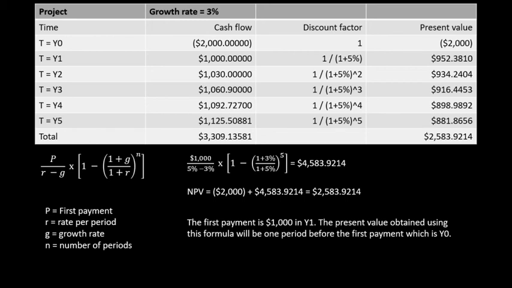The value we compute will be one period before the first payment. In this example, the first payment is in year 1, thus the result will be the value in year 0. Bear in mind that we only obtain the sum of the present value of the income. We still have to deduct the cost of $2,000 to obtain the NPV.